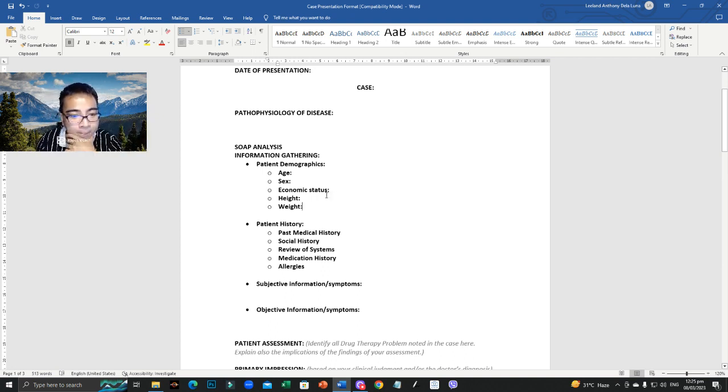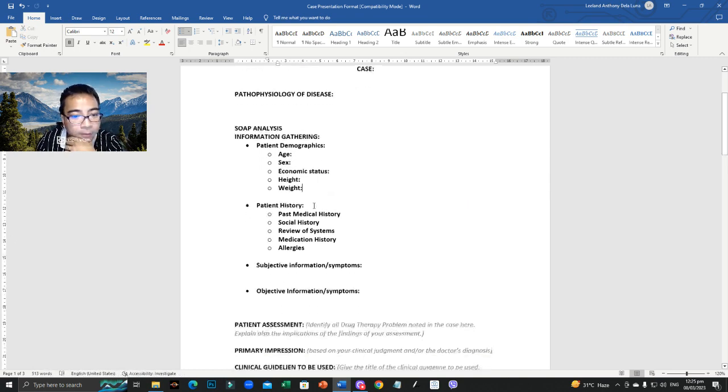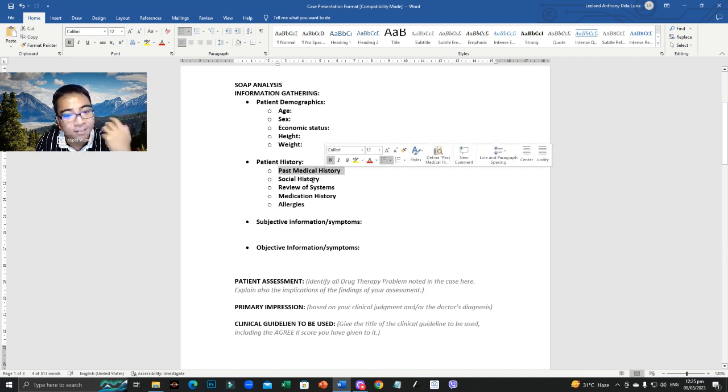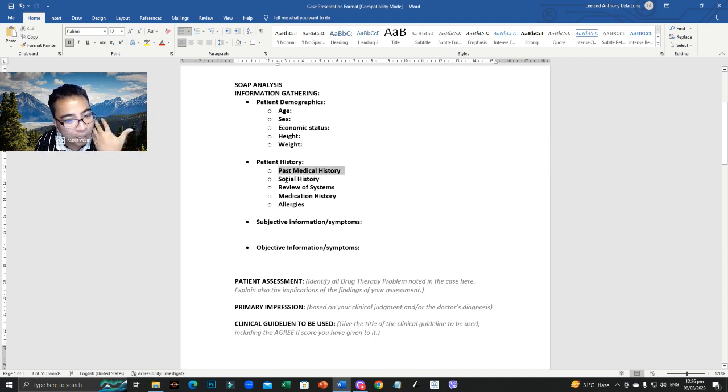Basta kailangan syempre may laman tong demographic information natin. Then, of course, patient history. Only use what's available sa inyong case. Kung walang past medical history, huwag nyo na ilagay. Huwag mag-invento ng past medical history ng patient natin kung hindi naman given sa case ninyo. Medication history, review of systems, allergies, that's up to you guys.